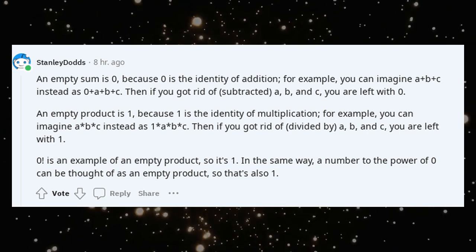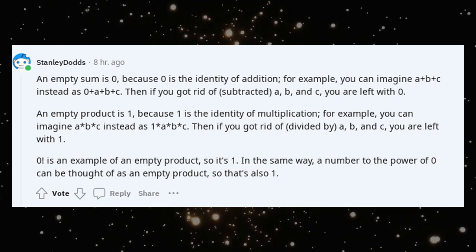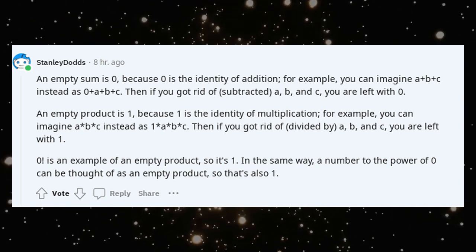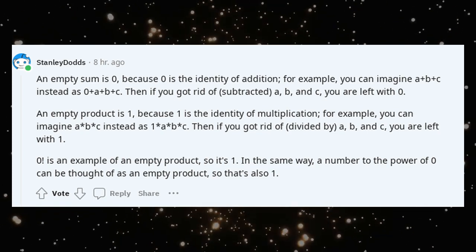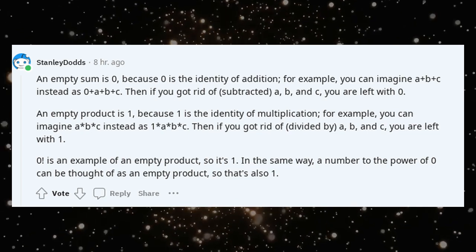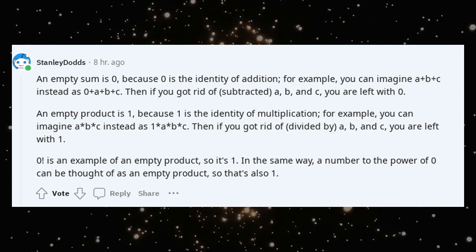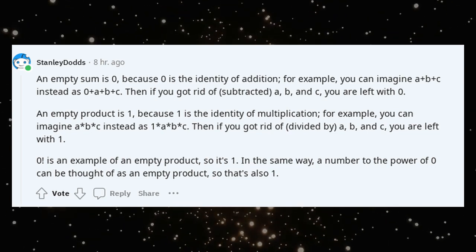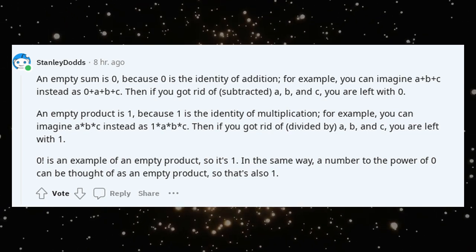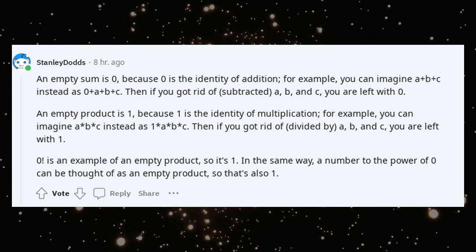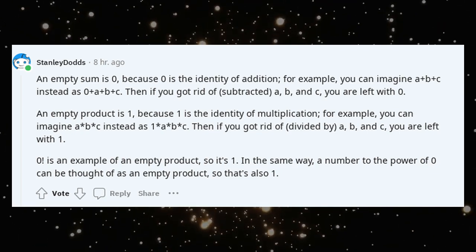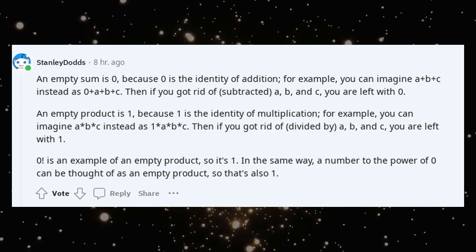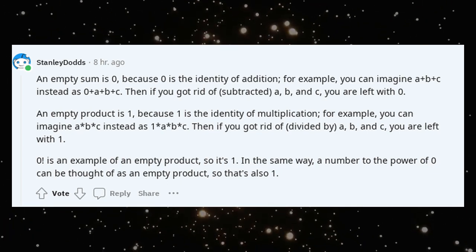An empty sum is 0, because 0 is the identity of addition. For example, you can imagine a + b + c instead as 0 + a + b + c. Then if you subtracted a, b, and c, you are left with 0. An empty product is 1, because 1 is the identity of multiplication. For example, you can imagine abc instead as 1 × a × b × c. Then if you divided by a, b, and c, you are left with 1.